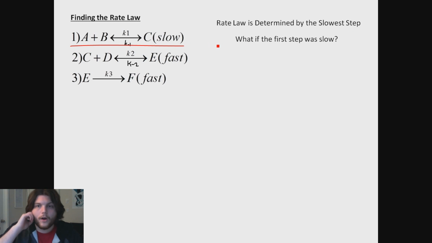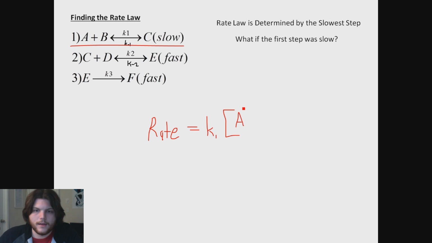In other words, our rate is going to be based off of the concentrations of A and B. So in this case, this is actually a very simple problem because the rate is only based off of these two things. So we can say that the rate of this overall reaction is just going to be equal to K1, because that's the rate of our forward reaction, times the concentration of A times the concentration of B. So that's as simple as it is if it's the first step.